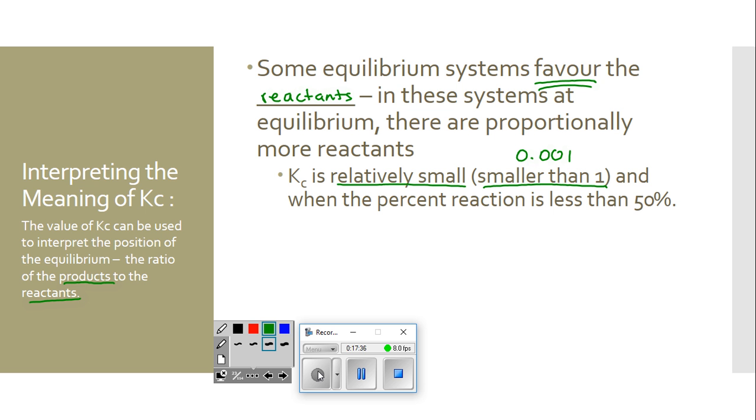The other thing that you might be given as a piece of data is the percent reaction. In this case, less than 50. So less than 50% of the reactants became products. So if KC is really small, that's what we know. There's more reactant than product. They are the favored side of the reaction. If we're thinking about what it means to be favored, think about a teeter-totter. It's the heavier person on the teeter-totter. It's the side that's favored.